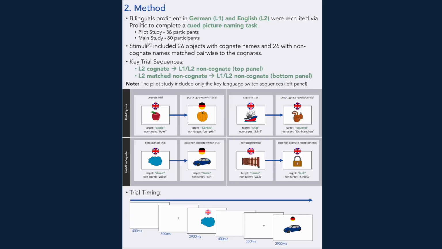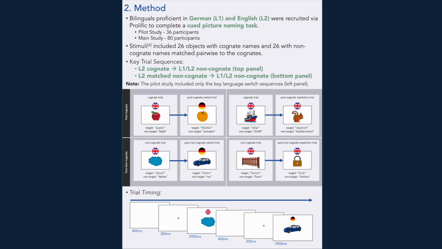We report the results of two experiments using a queued picture naming task in German and English. There were 4 key trial sequences as illustrated here, including the following key types of trials: cognates and matched non-cognates, post-cognate and post-non-cognate switches, post-cognate and post-non-cognate repetitions. The pilot study included only the switch trial sequences.